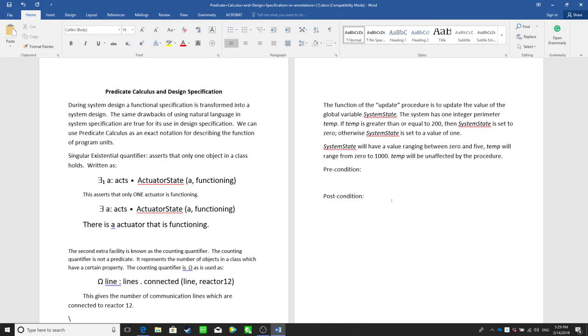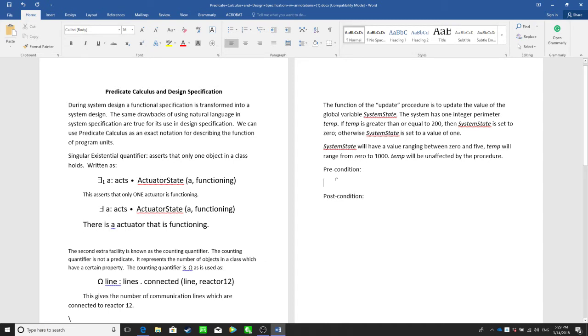Okay, so from the specification here in these two paragraphs, what value should the system state and temp meet before the execution of this method? Write it down.